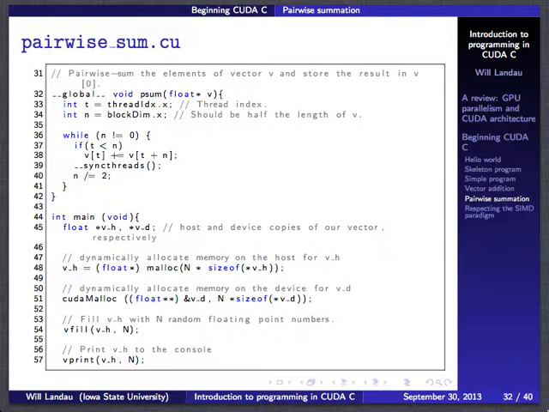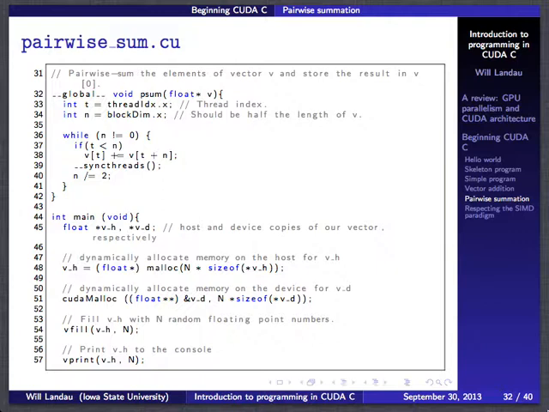And then this while loop does the thing that I just described. So while n is greater than 0, n is the offset. So in my first sum, I had an offset of 4, right? I sum each element with the element 4 places down.